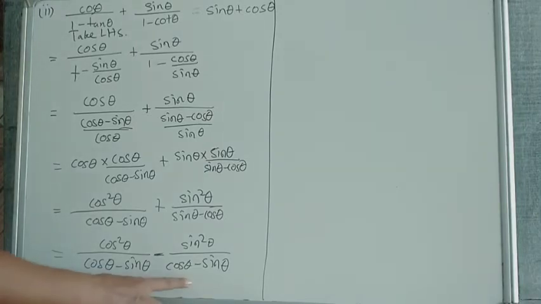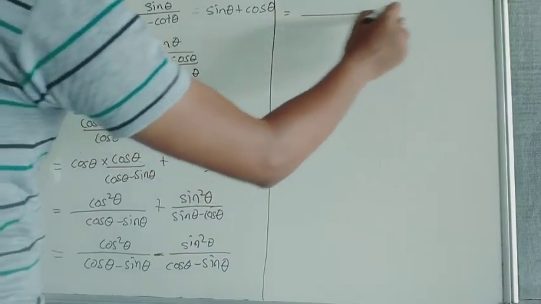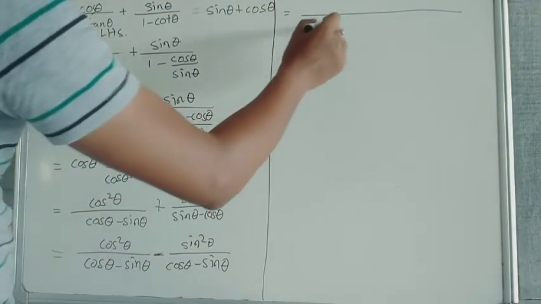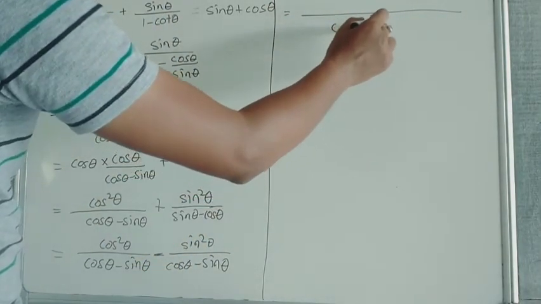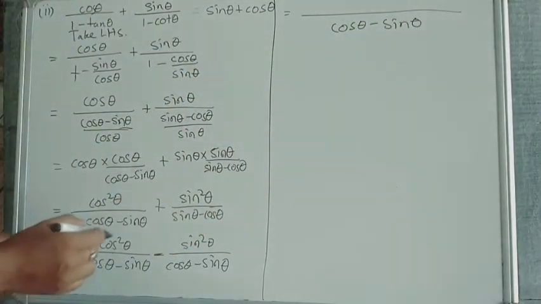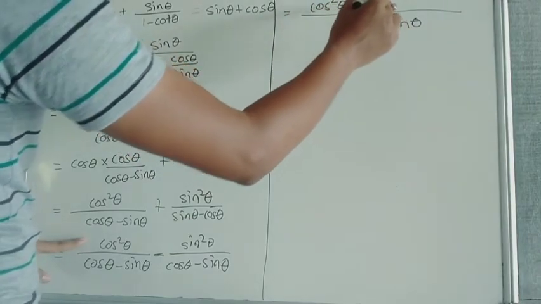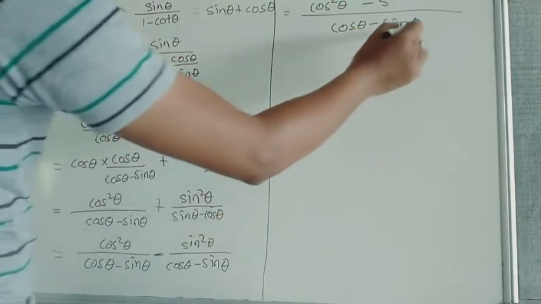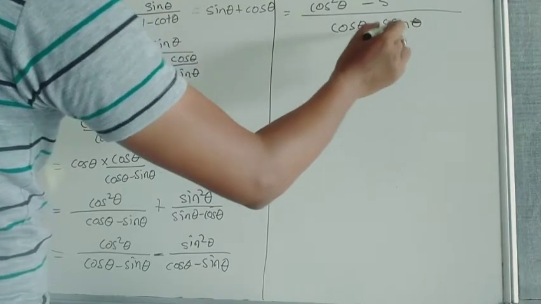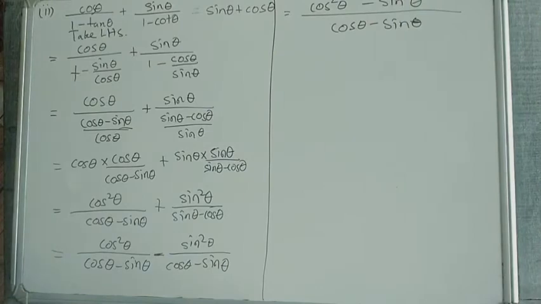Now because it is the same, we can do LCM. Theta minus sin theta, and this will become cos square theta minus sin square theta.